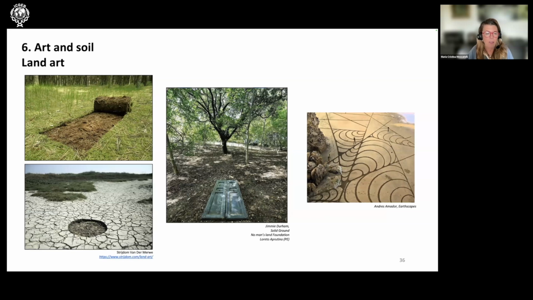Land art also helps a lot in conveying soil properties. And these are the works of Strijdom van der Merwe. I find this unrolling lawn fantastic because it invites the viewer to look under the lawn or to look under the dried river bed. Also, the door placed horizontally in this other artwork invites the visitor to open it and discover the fascinating world of soil underneath. And finally, the earthscapes. These are artworks made with sand, which is ephemeral art made by Andres Amador, and are extremely powerful and striking.